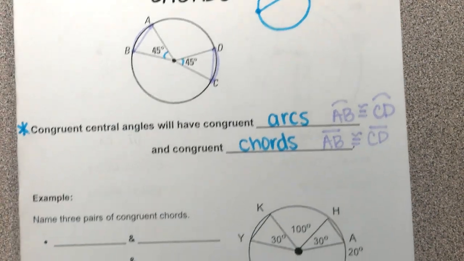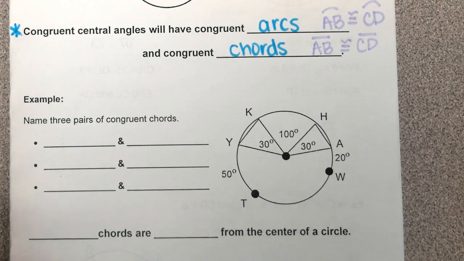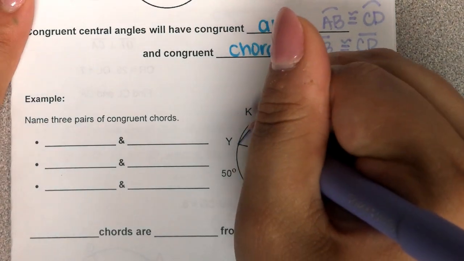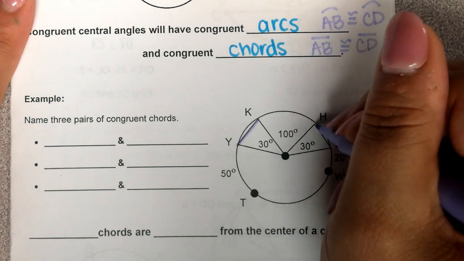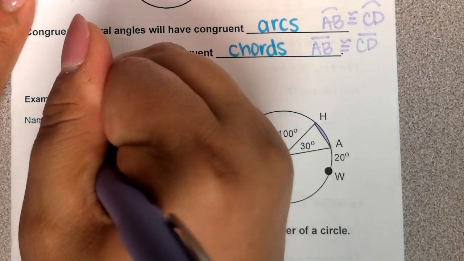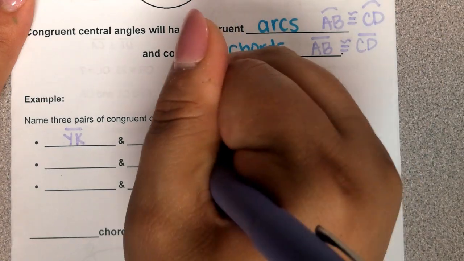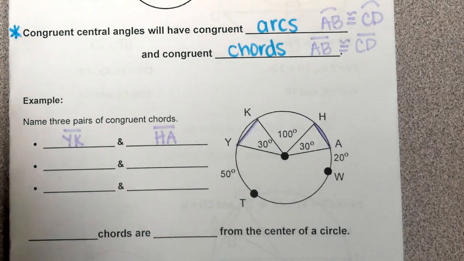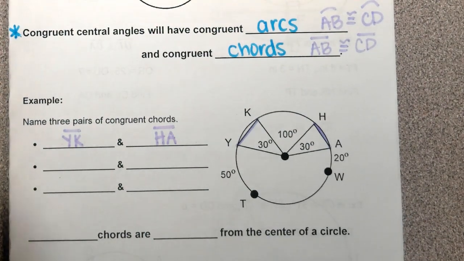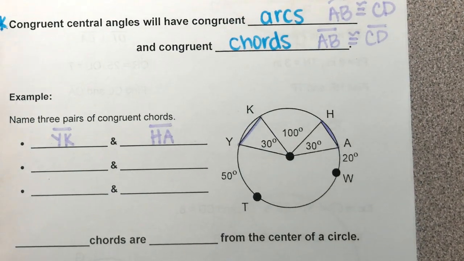So now we're going to apply this to an example problem. Which pair of chords are congruent here? YK is congruent to what? And that H should go all the way to the circle. So YK, or you could say KY, is congruent to HA or AH. All right, that's one of them. Good job.